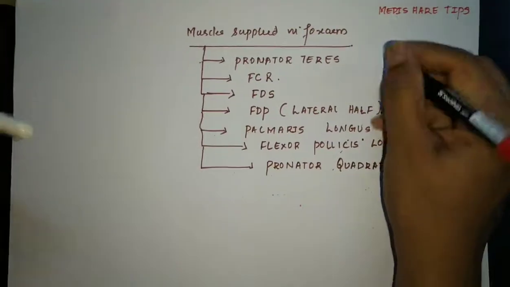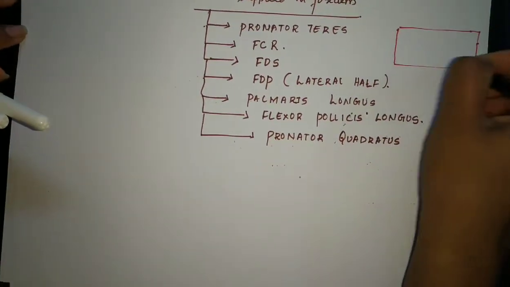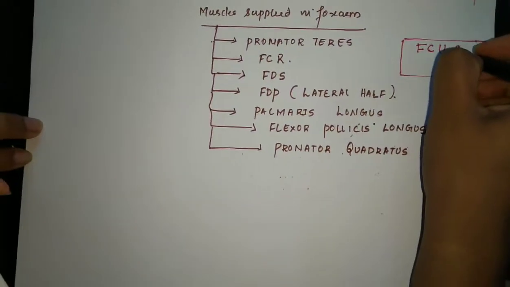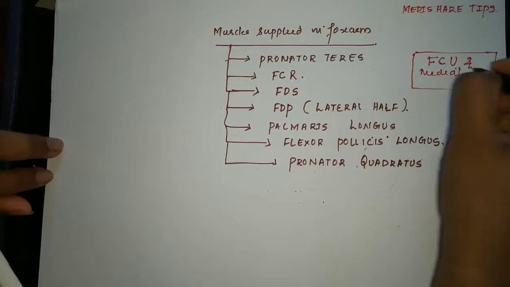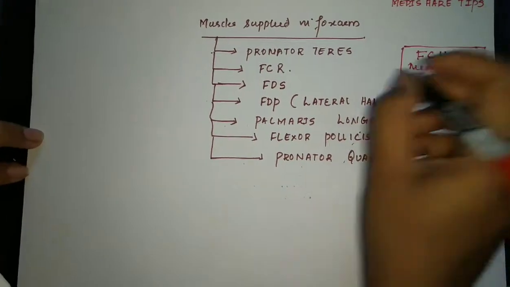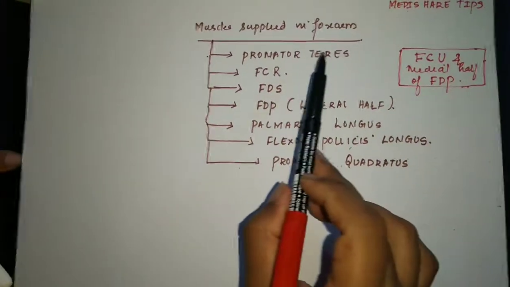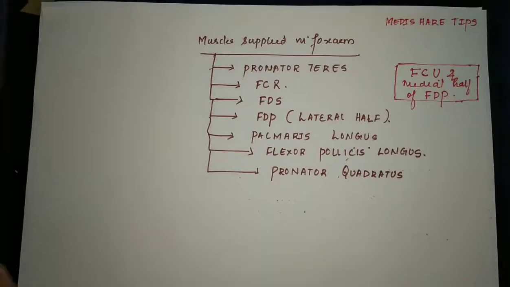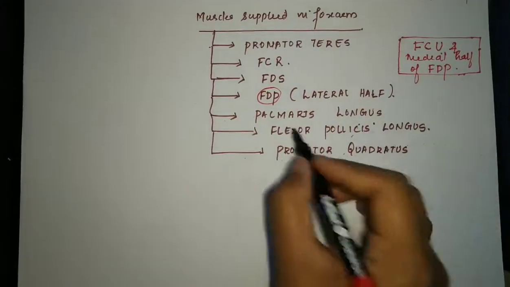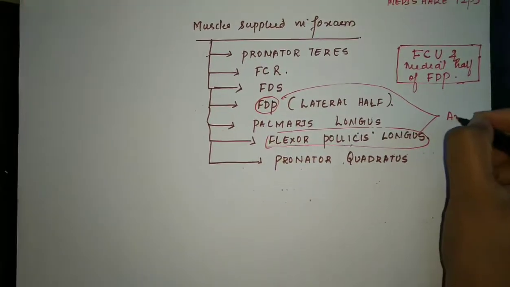How can you remember this? The only muscles which are not supplied by the median nerve in the forearm are flexor carpi ulnaris and the medial half of flexor digitorum profundus. All other flexor muscles in the forearm are supplied by the median nerve. And flexor digitorum profundus and flexor pollicis longus are being supplied by the anterior interosseous nerve.